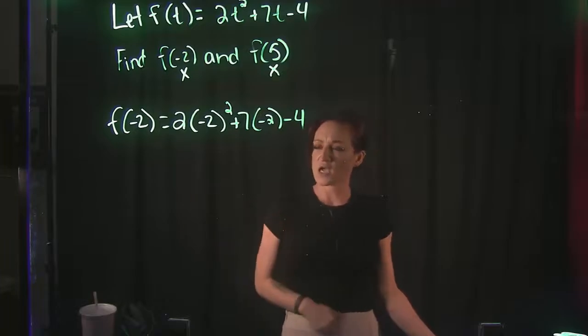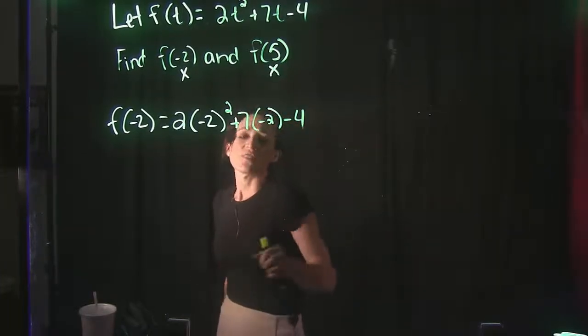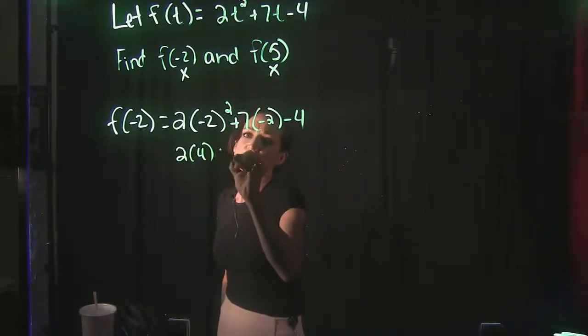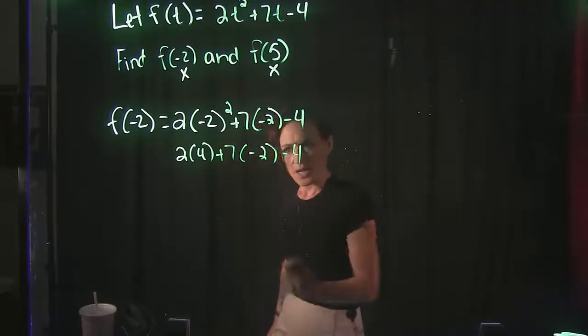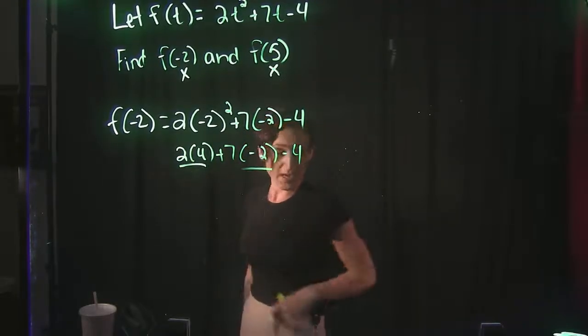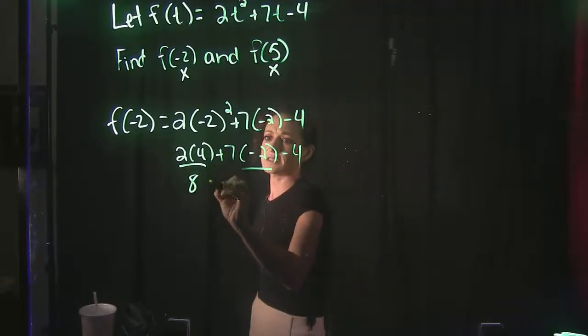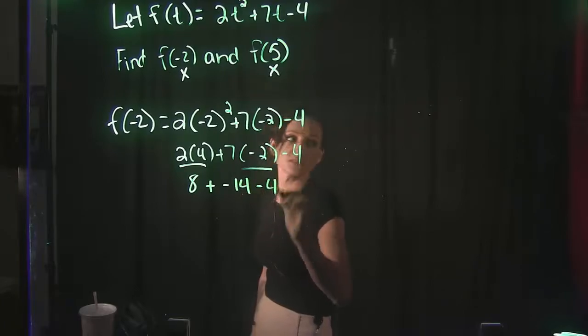Now, we do need to follow order of operations whenever we do simplify this, which means taking a look at the calculations that we have here, we need to start with our exponent first. That means we're doing the negative 2 times the negative 2, which is a positive 4. And I'm going to drop everything else down. Next, we're going to follow multiplication before we add or subtract. So 2 times 4 is 8, plus 7 times negative 2 is a negative 14.